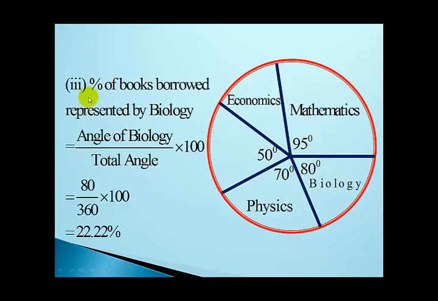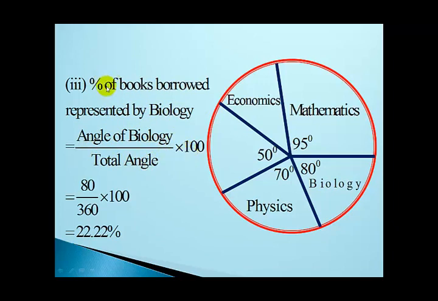Now, the percentage of books borrowed represented by biology. We are asked to calculate the percentage of books borrowed represented by biology. Now, when you consider the angle of biology, the angle of biology equals 80 degrees from the pie chart as shown. And if you want to know the percentage of books borrowed that represent biology, it is equal to the angle of biology divided by the total angle times 100, because we are considering the percentage.